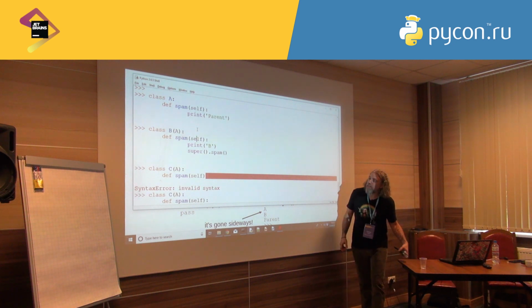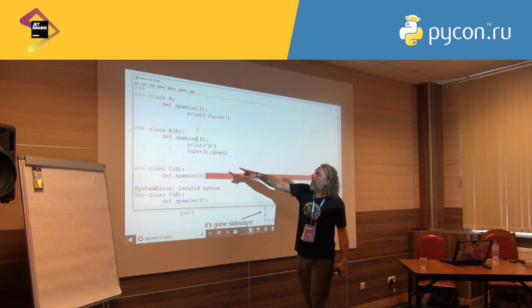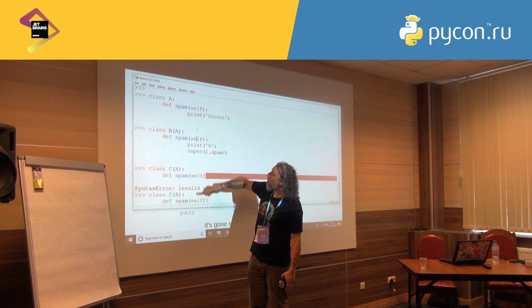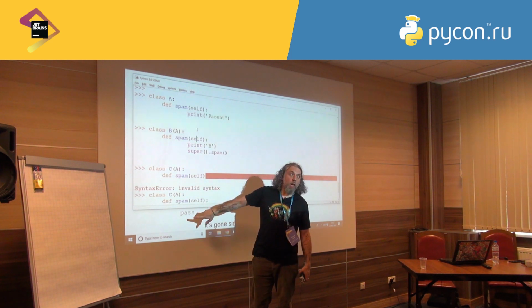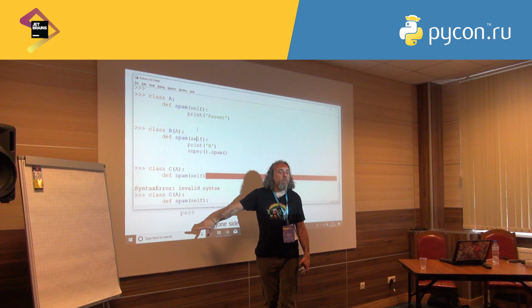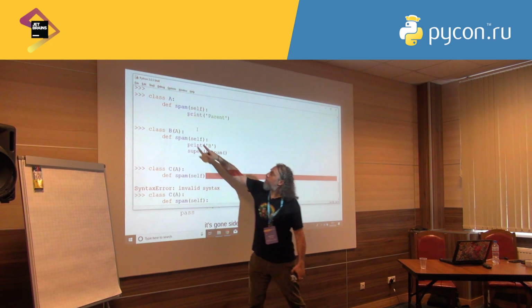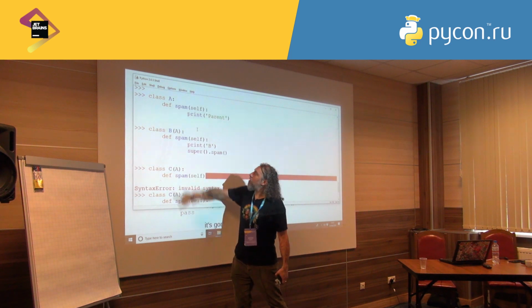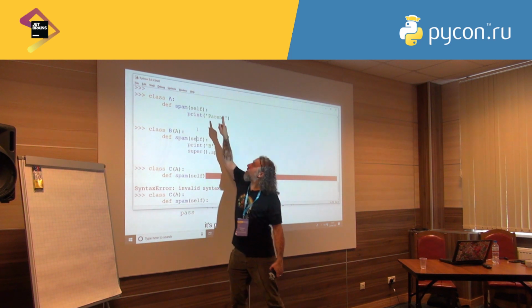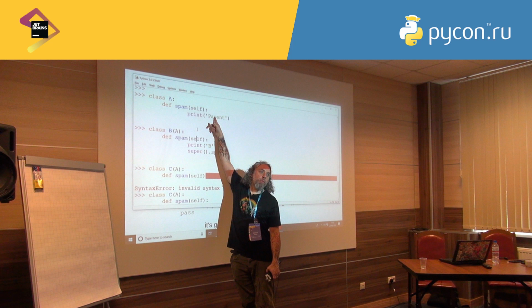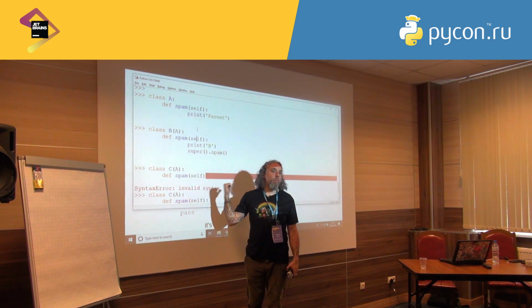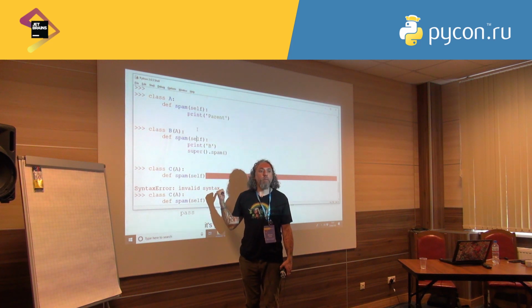So the thing is, first of all, let's see why multiple inheritance couldn't work if it went BA. So it goes to B, B calls super, it goes to A, which does not call super. So C would never be called. C would never be used.